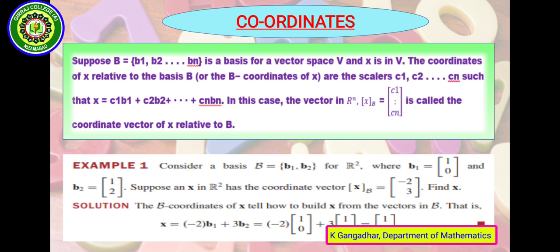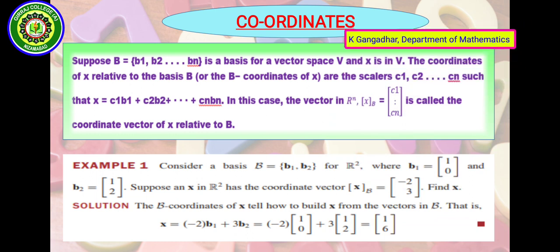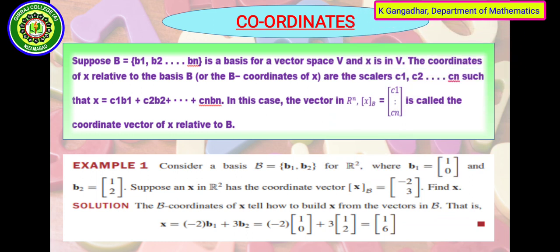So here x equal to c1 b1 plus c2 b2. C1 value minus 2, c2 value 3. b1, b2 values are given as (1, 0), (1, 2). So now minus 2 into (1, 0) plus 3 into (1, 2), that equals (1, 6). So it is the vector x.